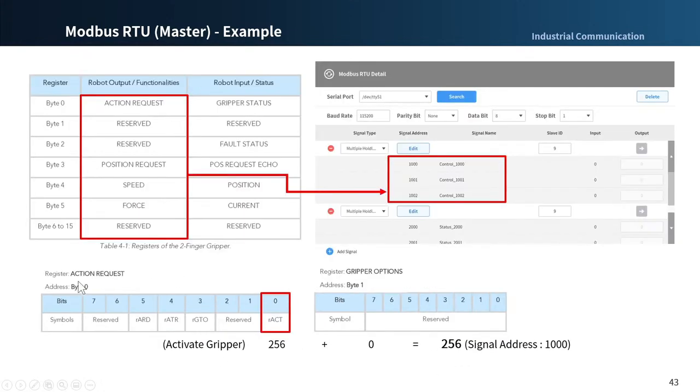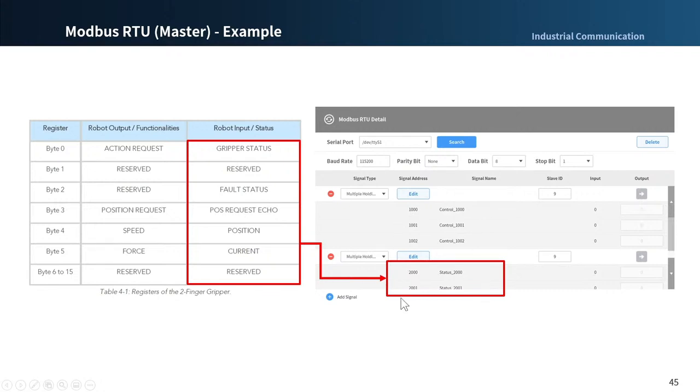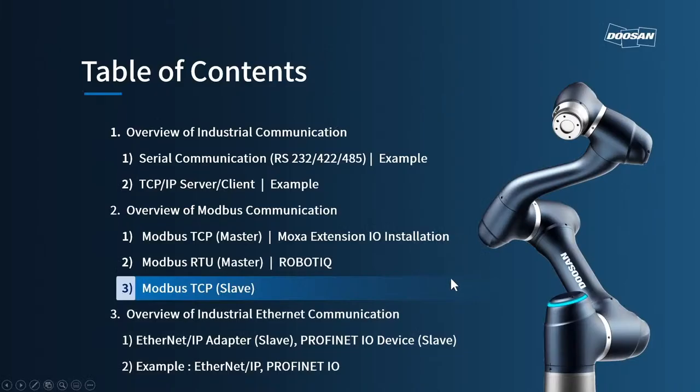So if you want activation, you have to input 256 like this. And if you want to move the gripper to some position, you have to input this value. The next address is for the target position request. The third register is for the speed and force like this. And if you want to check the status of the gripper, you can handle it in this address and this data.